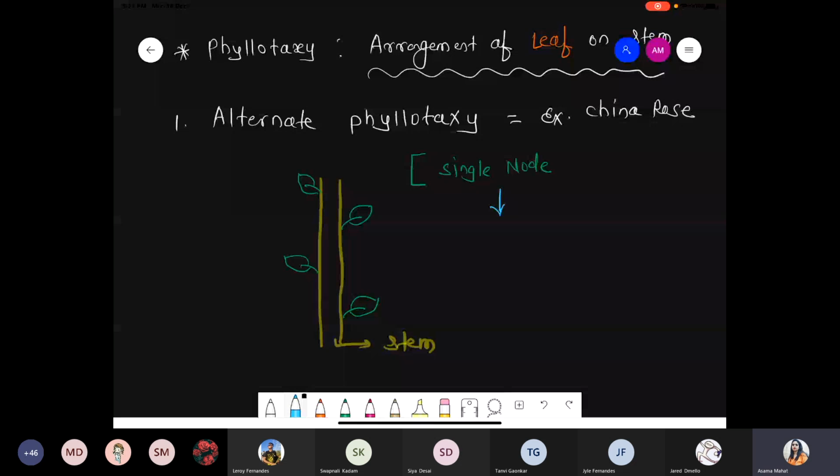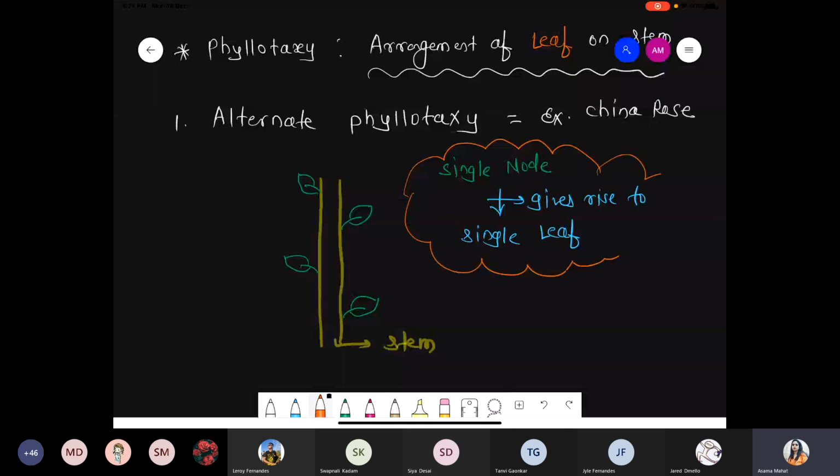Gives rise to single leaves, because you know very well that the node area is responsible for the formation of the leaf. So in simple meaning, in alternate phyllotaxy, a single node region is present, and that single node region gives rise to a single leaf. Such type of phyllotaxy is called alternate phyllotaxy.